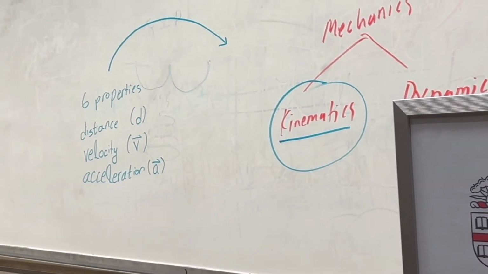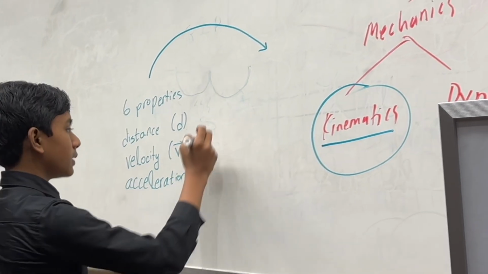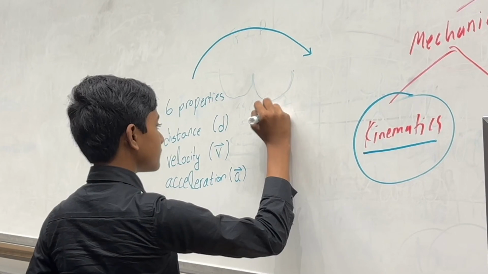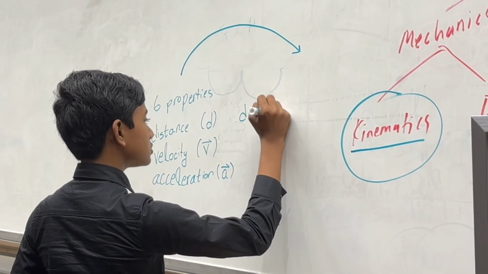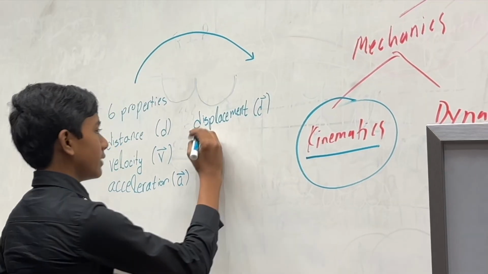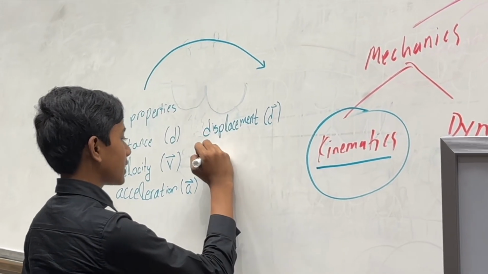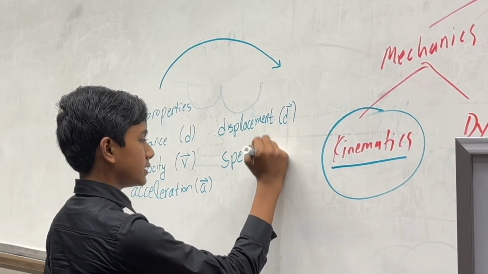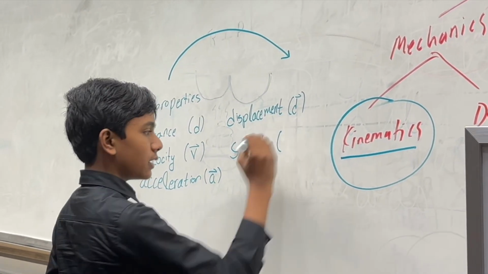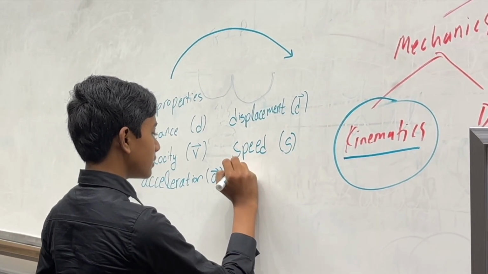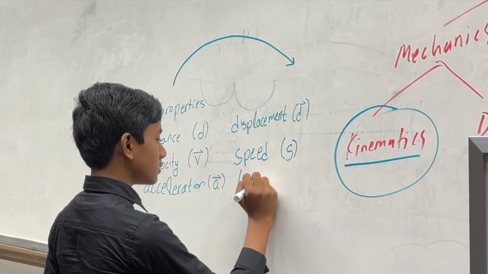What about displacement? Position? Okay. So then we also have displacement. We have displacement, speed, which you probably won't see that much, but I'll symbolize it with an S. And finally, time.